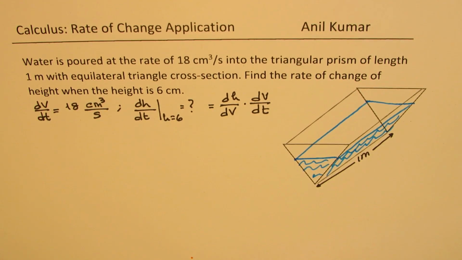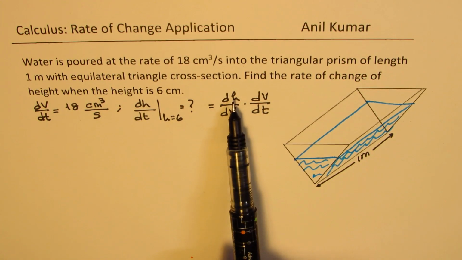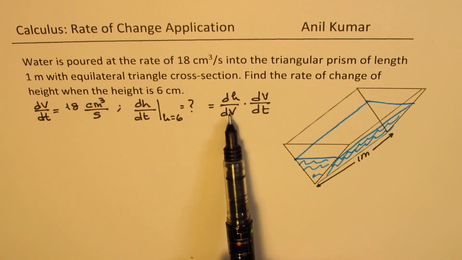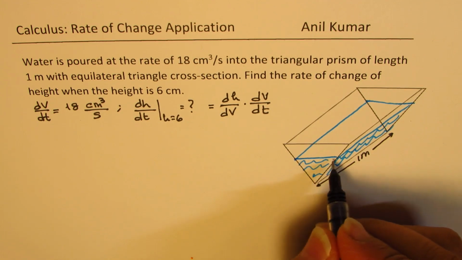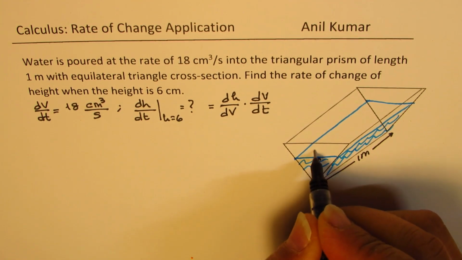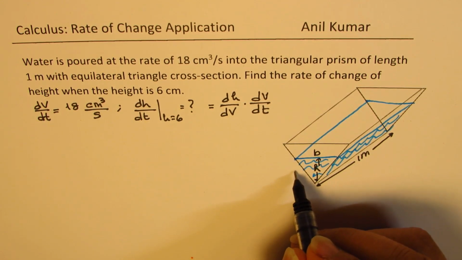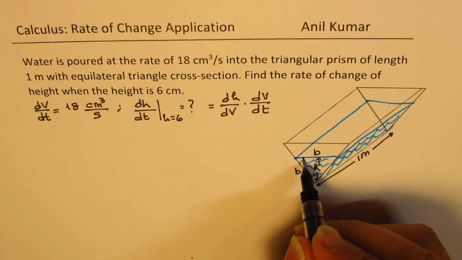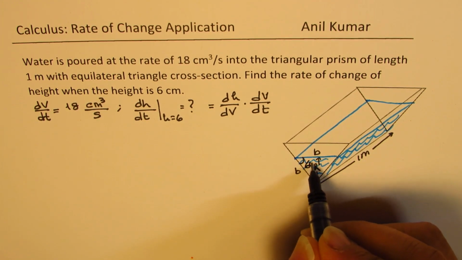Clear? Now we are already given dV/dt. We basically need to find rate of change of height with volume. Volume means we need to find area times length. So let's work on the area of this particular triangle. Let's say the height is h and the base is b. Since it's an equilateral triangle, all sides will be b and the angle here will be 60 degrees, right? So let me write this as 60 degrees.